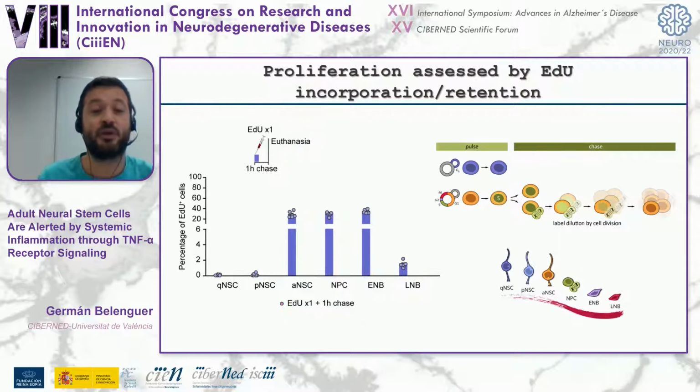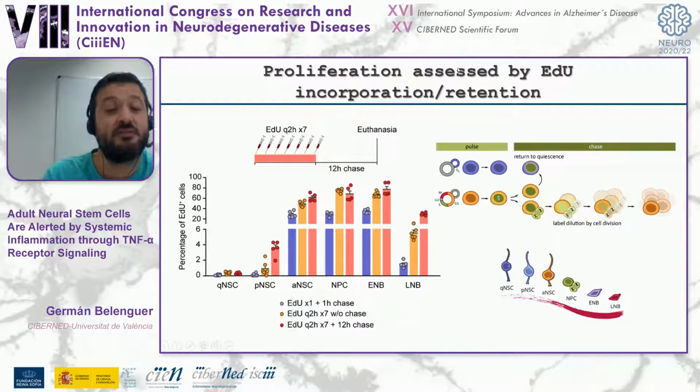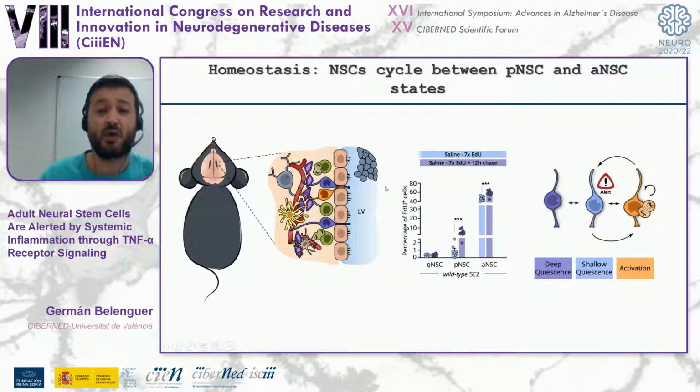But interestingly, if we wait 12 hours after the last injection of EdU, we can observe that many cells that proliferated are now arriving at the later stages of the neurogenic lineage, which makes sense. You are producing new neuroblasts, but you can also observe that cells that proliferated are going back to a primed state. So with this, we observe for the first time that it looks like neural stem cells under anesthetic condition cycle between a primed and an active state.